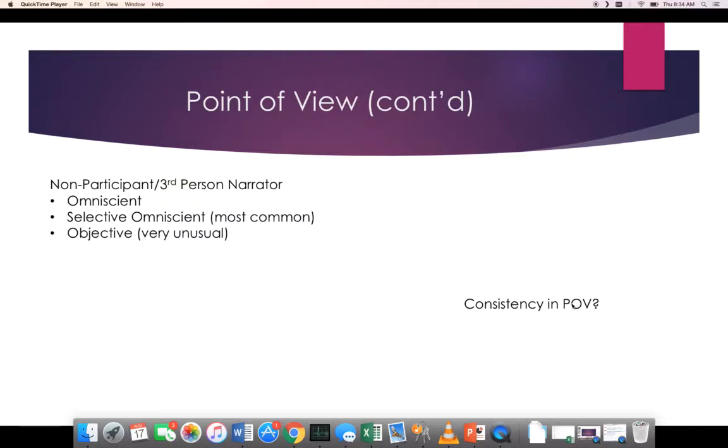So the last thing I want to mention here is just to make sure that you stay consistent in point of view. I see a lot of students who write stories in the selective omniscient, like let's say they have a story about John and Jane falling in love. And they start the story out from John's perspective. So they say, John woke up and went to school and he saw Jane across the room and he thought she was so beautiful.